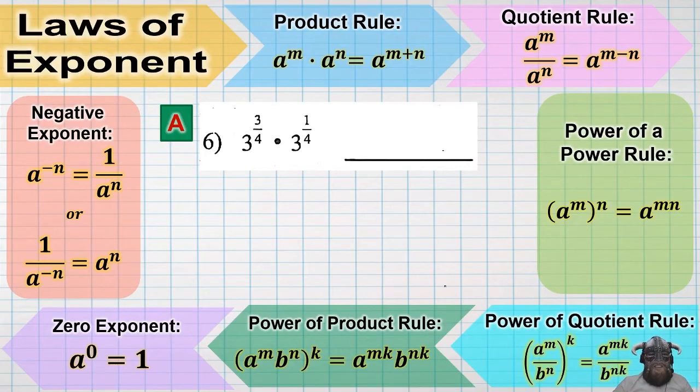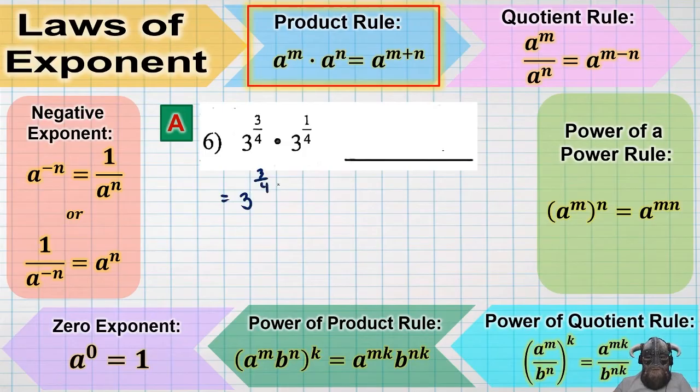We have 3 raised to 3 over 4 times 3 raised to 1/4. In this case, kung titignan nyo, parehas sila ng base and they are being multiplied. So, ang gagamitin natin na rule ay product rule. So, sa product rule, we just need to copy the base and then add their exponent. So, 3 raised to 3 over 4 plus 1 over 4. So, once again, parehas lang yung base nila. So, pwede na natin, I mean yung denominator nila. So, pwede na lang natin i-add yung numerator nila.